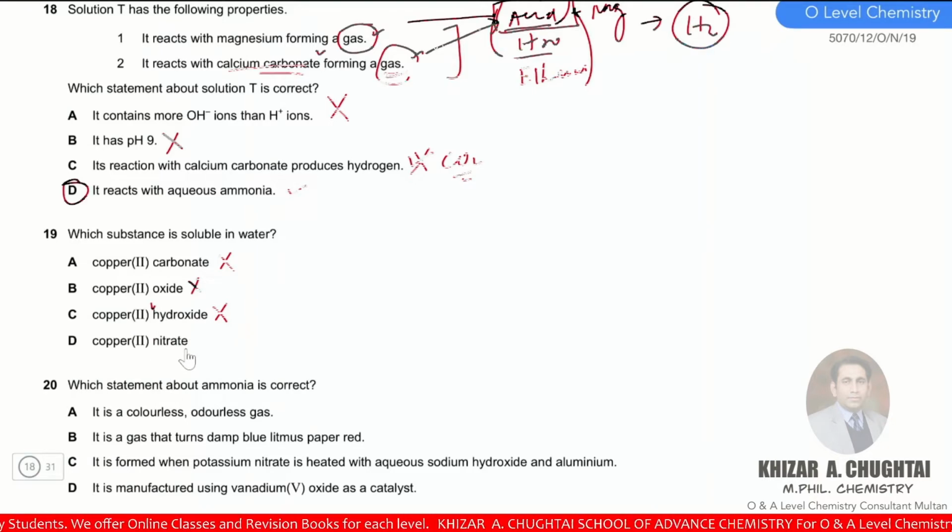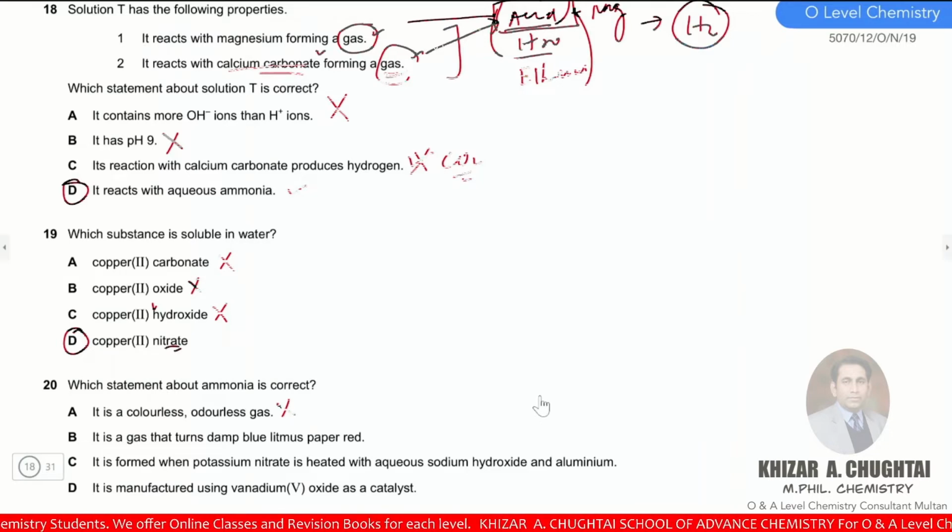And the last one is copper nitrate. Yes, all nitrates are water soluble. So D is the correct option. Question 20. Which statement about ammonia is correct? It is a colorless, odorless gas. Yes, ammonia is colorless, but it is a pungent smelling gas. It is not an odorless gas. So the first one is incorrect.